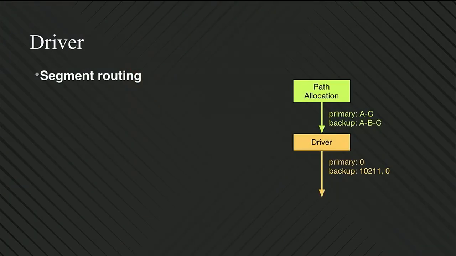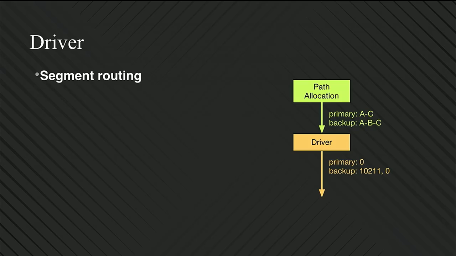Now we have an LSP mesh. We need to program them into the router so that the traffic engineering actually happens. So here's a carryover from the previous example. Path allocation allocates this one particular LSP, LSP1. Primary path goes directly from A to C, and backup path takes the one-hop path, so we go from A to B and then to C.